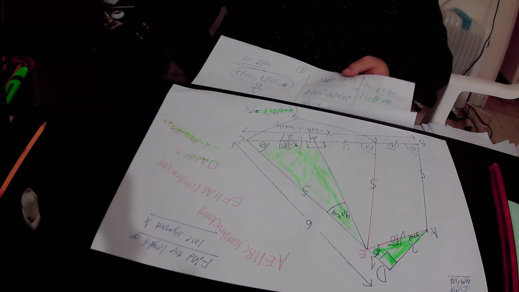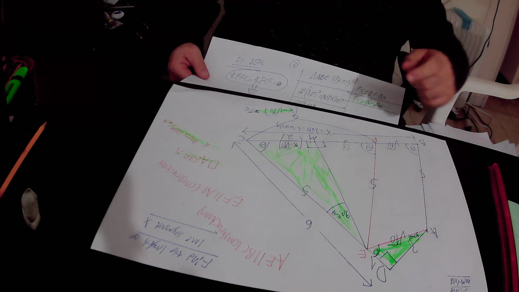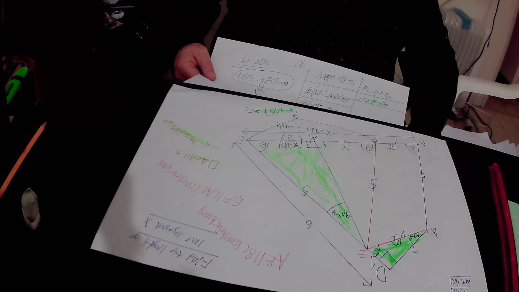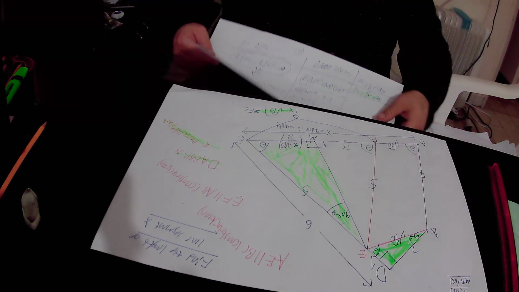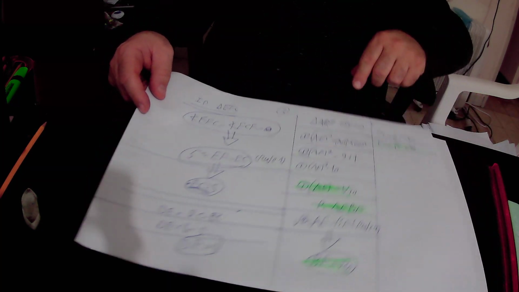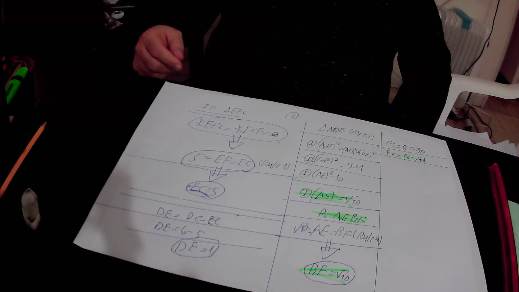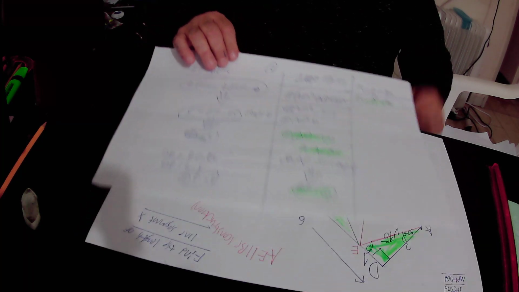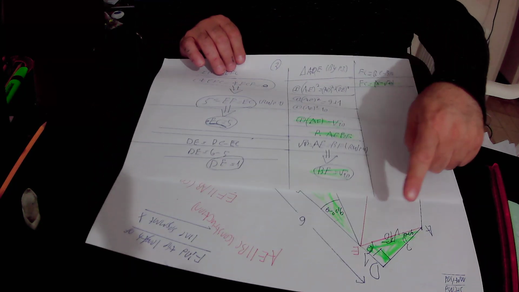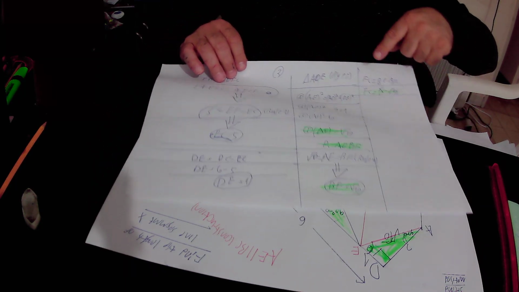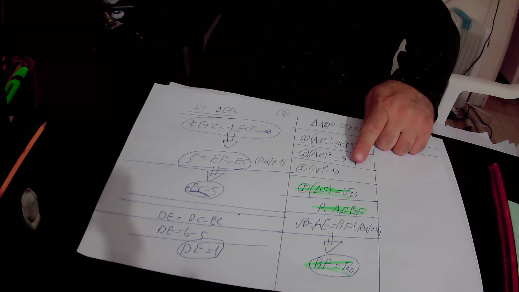Then we applied the Pythagorean theorem to the short right triangle ADE. The square of the hypotenuse equals the sum of the squares of the perpendicular sides, that is, AE square equals AD square plus DE square. AD equals 3, so AD square is 9, and DE equals 1, so DE square is 1. So AE square equals 9 plus 1, that is 10.